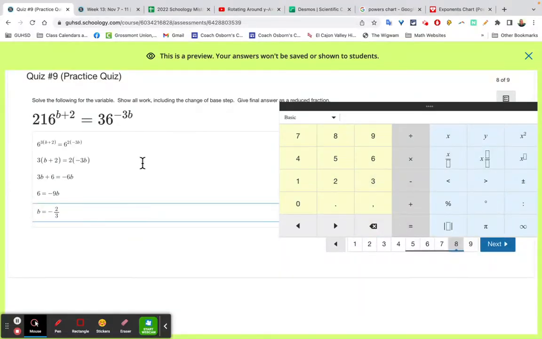Negative 2 over 3. Okay. So you can see I'm not showing every little detail. I'm just showing the essential of what each line would look like.